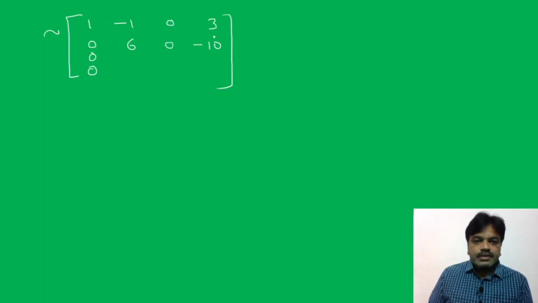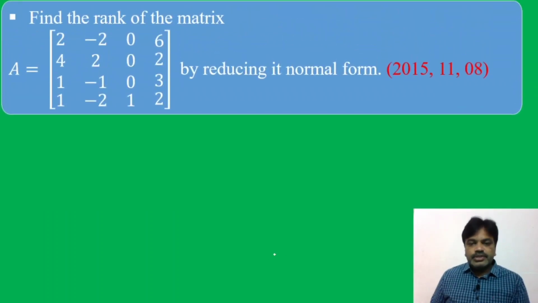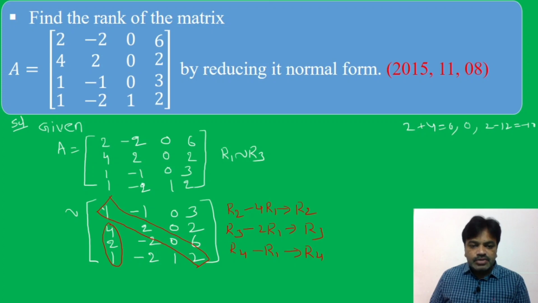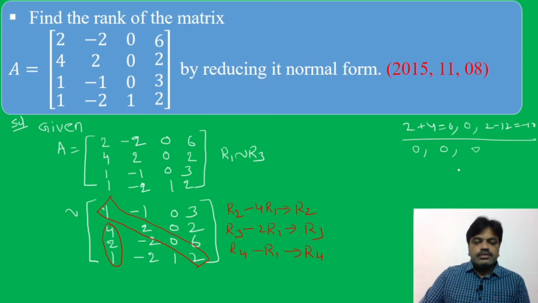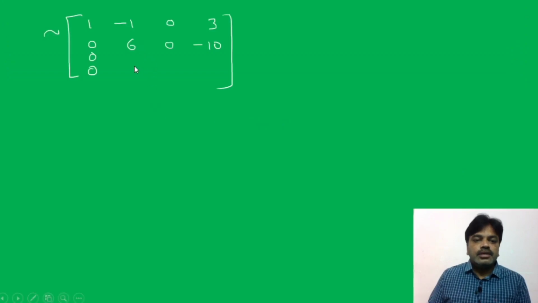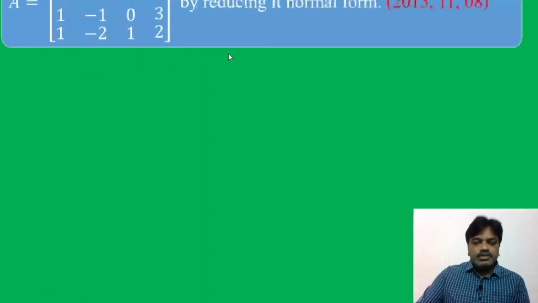Let us see the next row operation, R3 minus 2R1. So minus 2 plus 2, value is 0. The second value is 0, and 6 minus 6 also 0. So in the third row, all the elements are 0: 0 0 0.